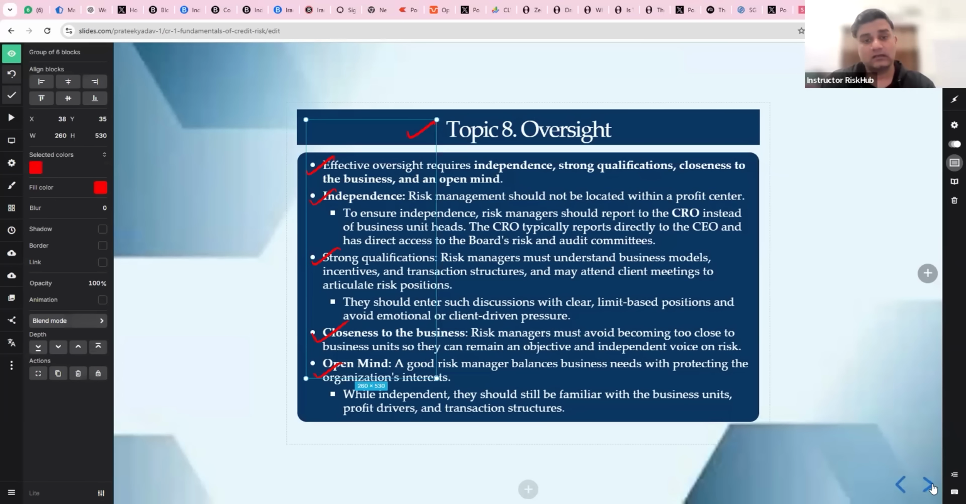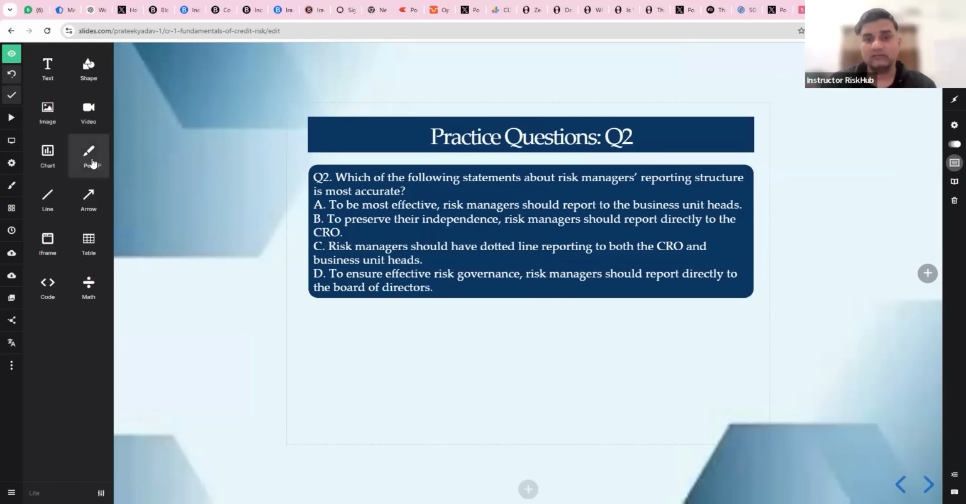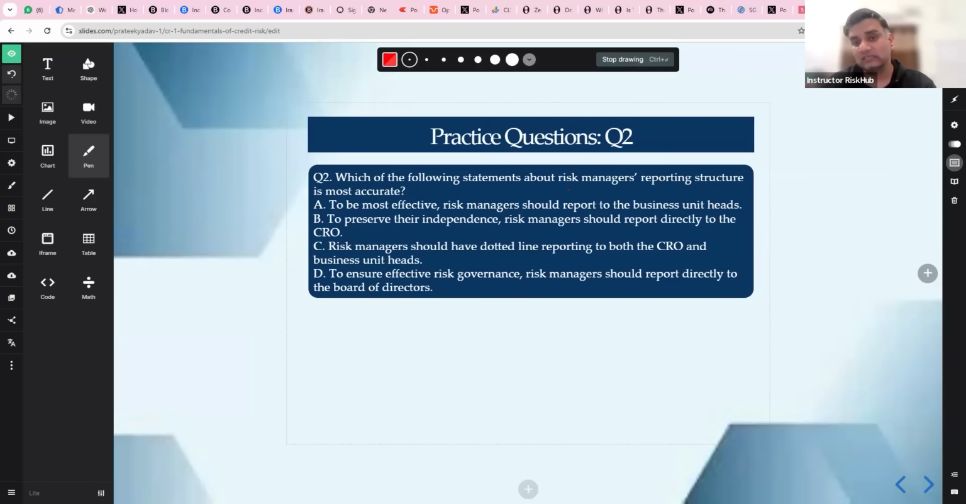Okay. Then we go to the practice question. Which of the following statements about risk managers' reporting structure is most accurate? So to be most effective, risk manager should report to the business unit head. No, it compromises the independence, should not happen. Then to preserve the independence, risk manager should report directly to the CRO. Makes sense, report directly to CRO. Risk manager should have dotted line reporting to both the CRO and business unit head. Again, that creates a conflict of interest. We don't want that.